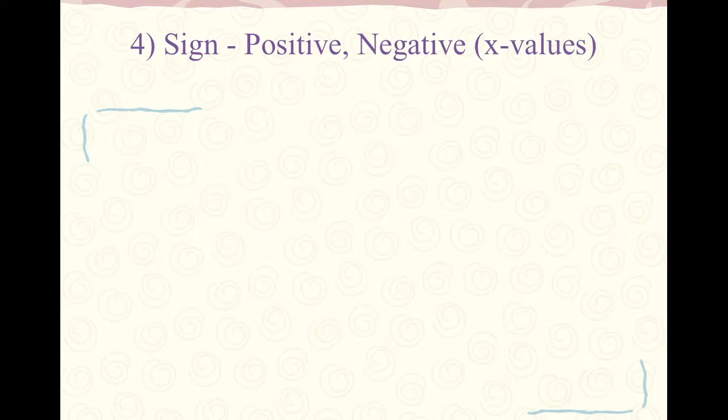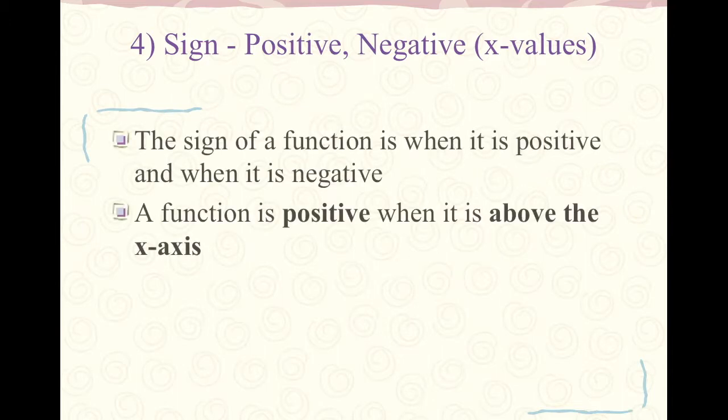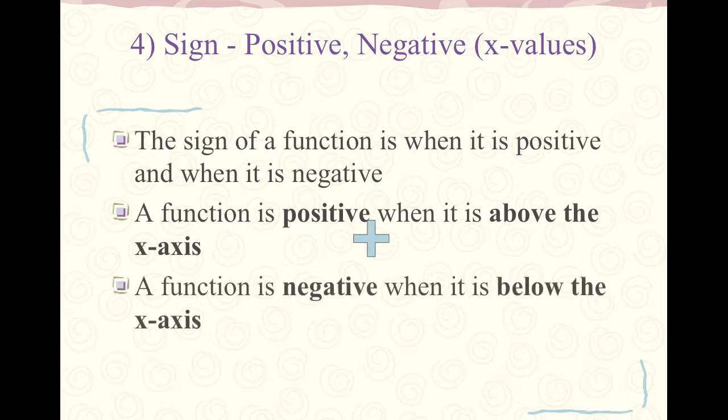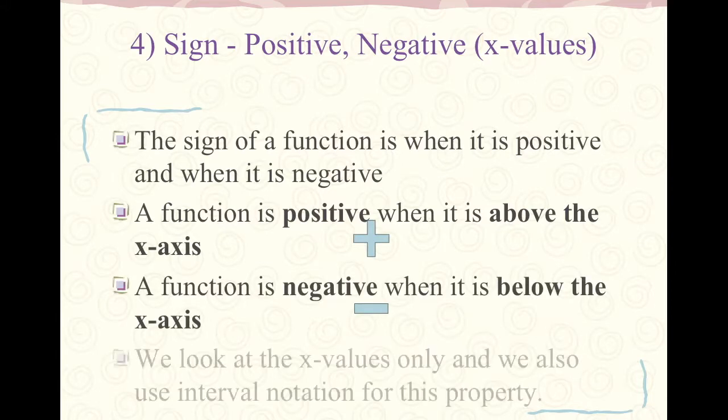The next property we're going to look at is sign. It's kind of like variation, but it deals with when your function is positive and when it's negative. Again, only looking at the x values. The sign of a function is when it is positive and when it is negative. A function is positive when it is above the x-axis. A function is negative when it is below the x-axis. We look at the x values only, and we also use interval notation for this property.